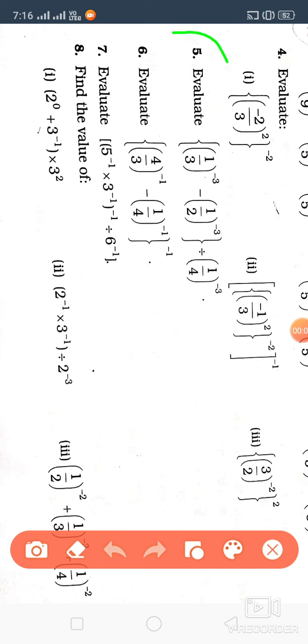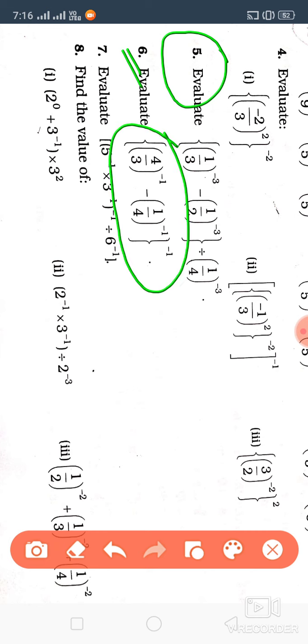So earlier we have dealt with the questions up to 5. Now today we'll deal with question number 6 and a few more questions. Okay. Now this is your question number 6: (4/3)^-1 minus (1/4)^-1, and whole to the power minus 1. So this question we are going to solve.